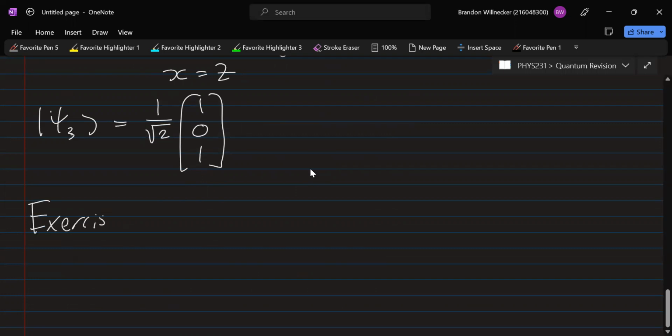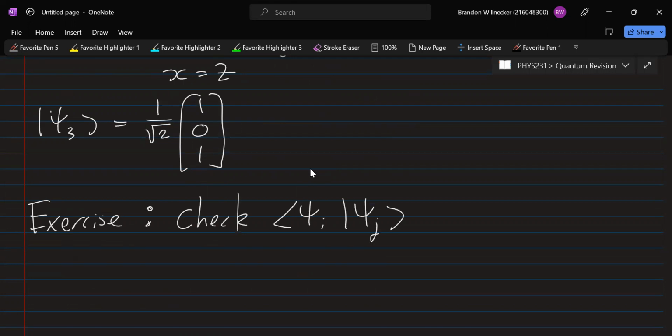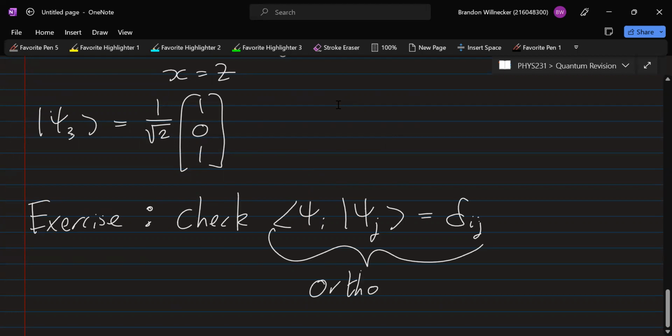So exercise. Check that psi r inner product with psi j is equal to delta r j. So we already know that they're normalized. Now please just check that they are orthogonal, and then together, this means that they are orthonormal. Okay, but the second part, the normal part, that has already been taken care of.